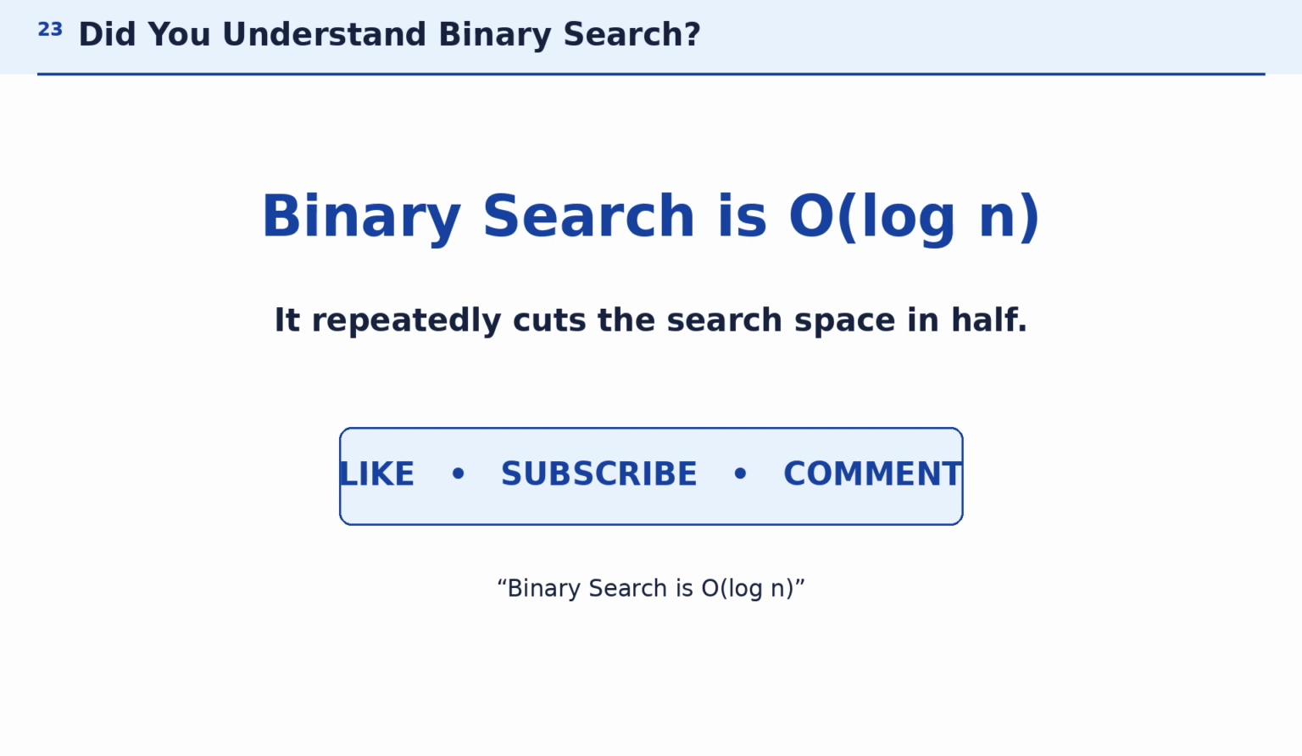And remember, don't just memorize O of log n. Understand why binary search is O of log n. It repeatedly cuts the search space in half.